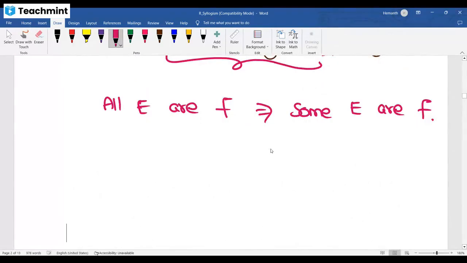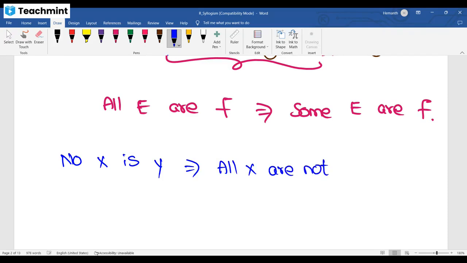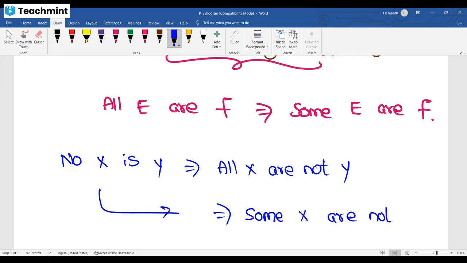Similarly, in any question where you get no X is Y, the alternate meaning is all X are not Y. Whenever all is there, we can take some. So some X are not Y is also correct. No X is Y, I can write some X are not Y. In any question you encounter, no X is Y, some X are not Y is also true. No X is Y basically means the entire X is not related to Y. X is not at all connected to Y. Whenever all is there, we can take some. In place of all, we put some. So some X are not Y.